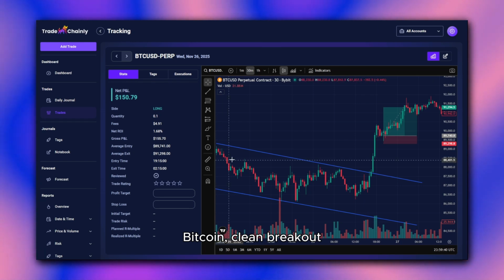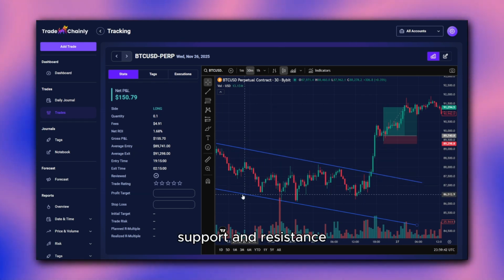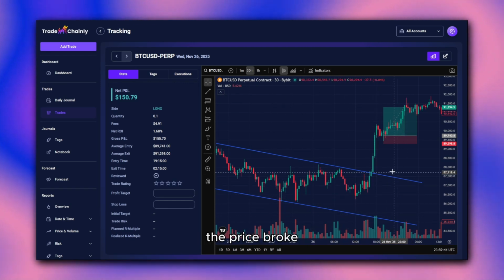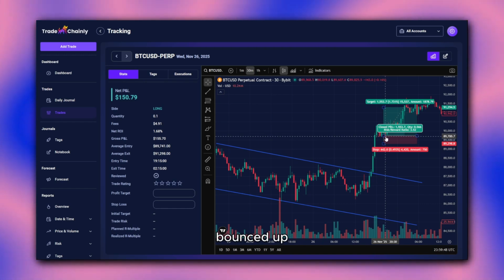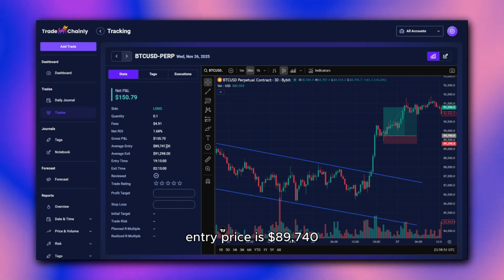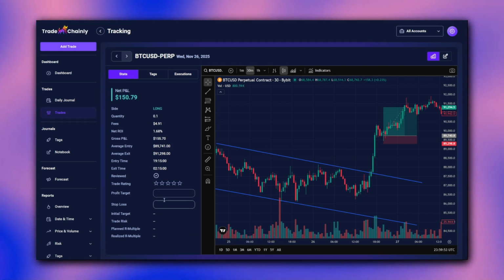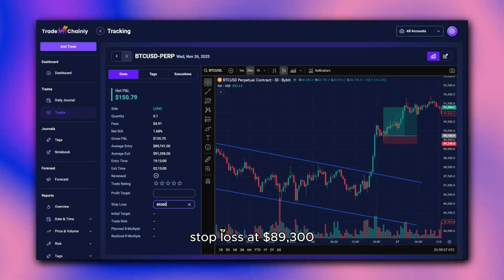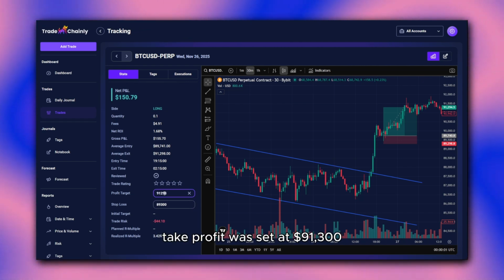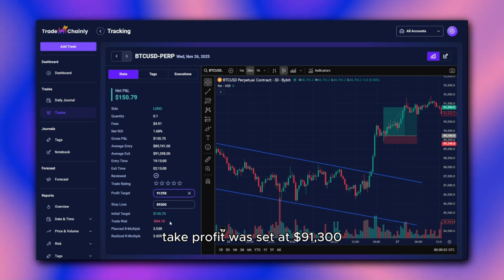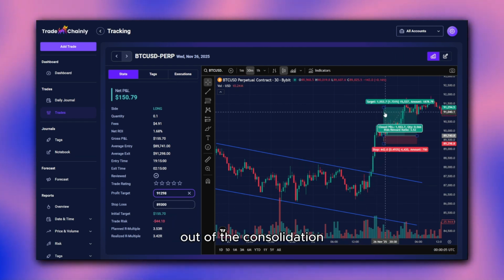Bitcoin, clean breakout. It had clearly defined support and resistance. The price broke above the resistance and retested it. I entered when the price bounced up. Entry price is $89,740. Stop loss at $89,300, very close to the resistance. Take profit was set at $91,300. Expecting strong push out of the consolidation.